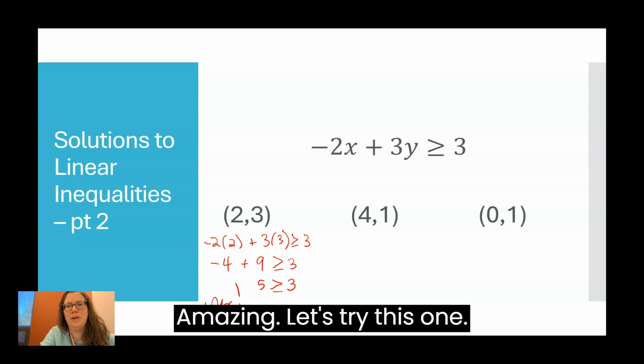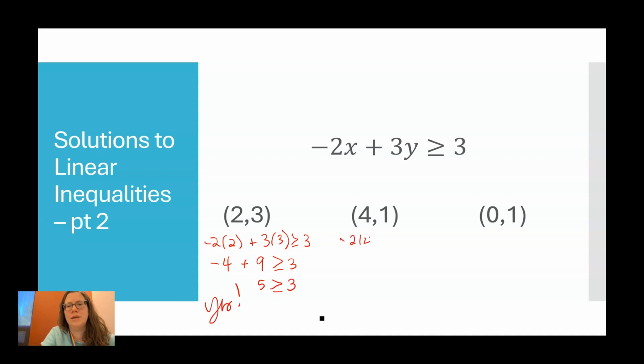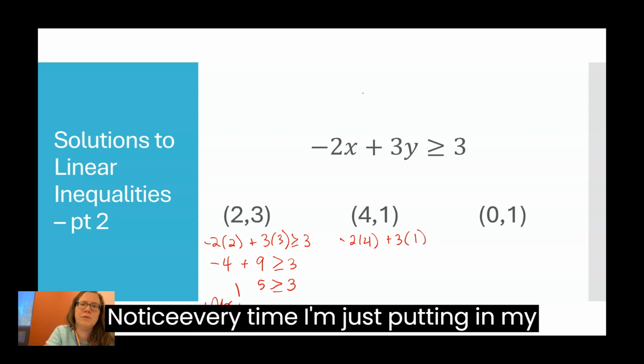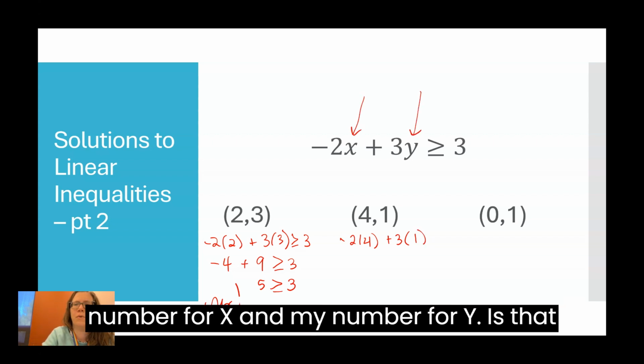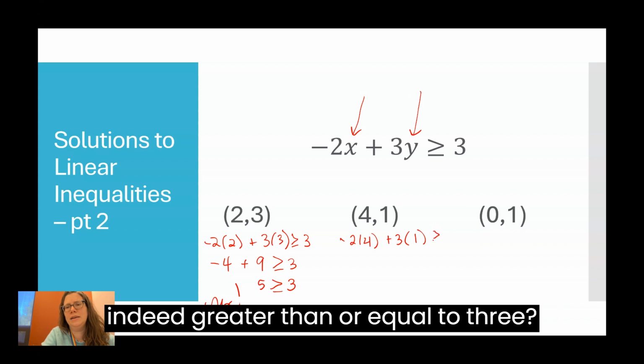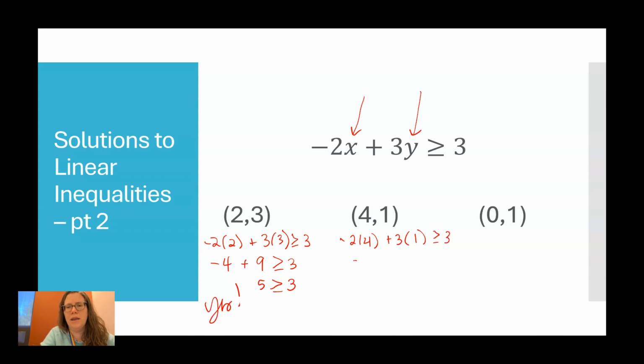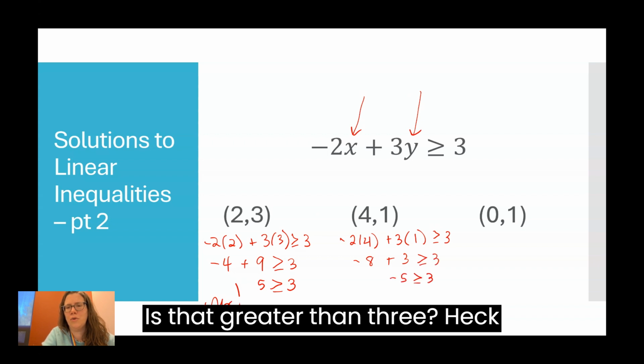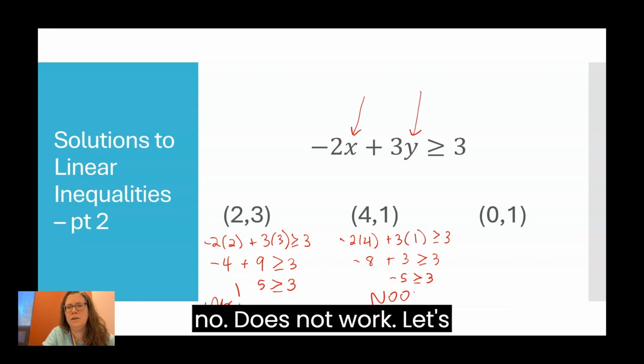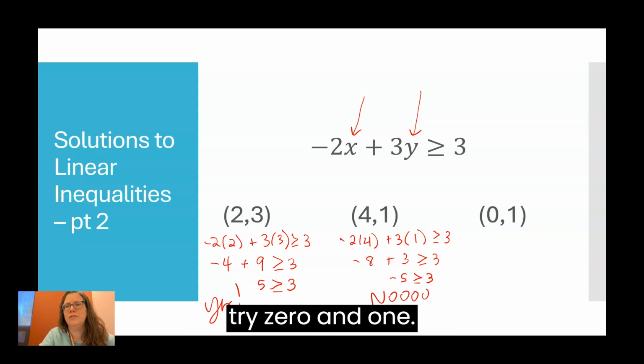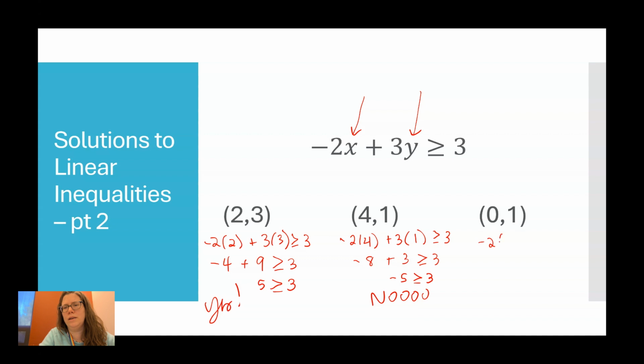Amazing. Let's try this one. -2 times 4 plus 3 times 1. Notice every time I'm just putting in my number for x and my number for y. Is that indeed greater than or equal to 3? -8 plus 3 is -5. Is that greater than 3? Heck no. Does not work. Let's try 0 and 1.